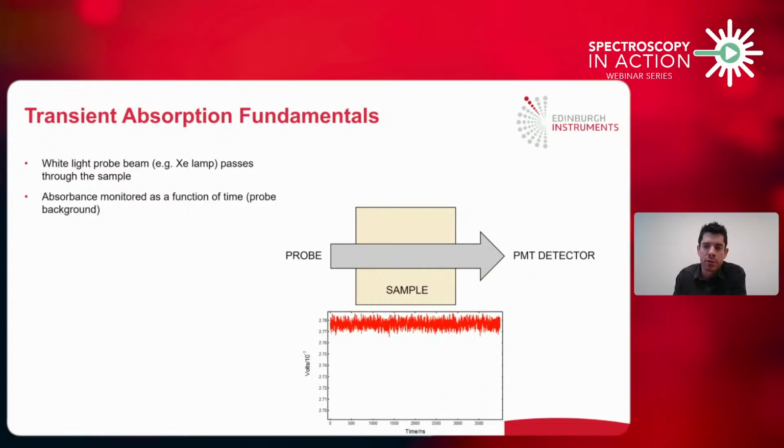And through this measurement, essentially, it's the absorbance of the probe beam as a function of time. And what we get in the software is seen over here in the figure. So it's the absorbance as a function of time. Essentially, what a transient absorption spectrometer does when the laser shutter now is open is to detect small changes in this probe background if any transient species exists.